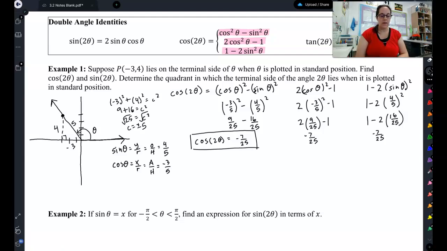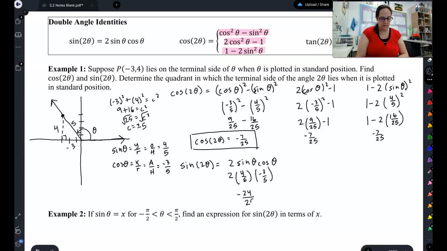Now let's find sine of 2 theta. There's only one version of this one. We get 2 sine of theta cosine of theta. So I know my sine of theta was 4/5 and my cosine of theta was -3/5. And if I multiply all that together, I get -24/25.